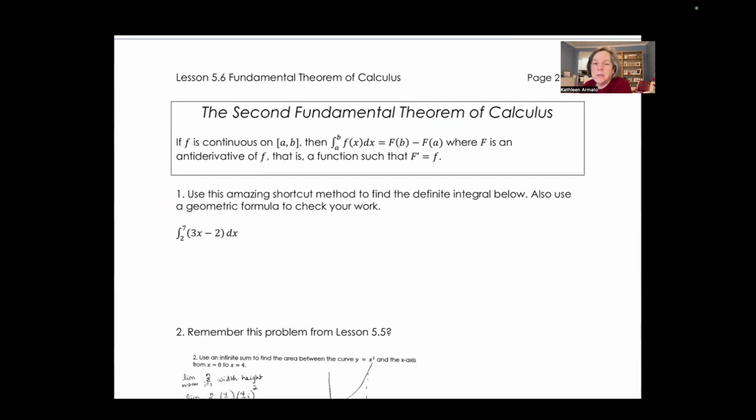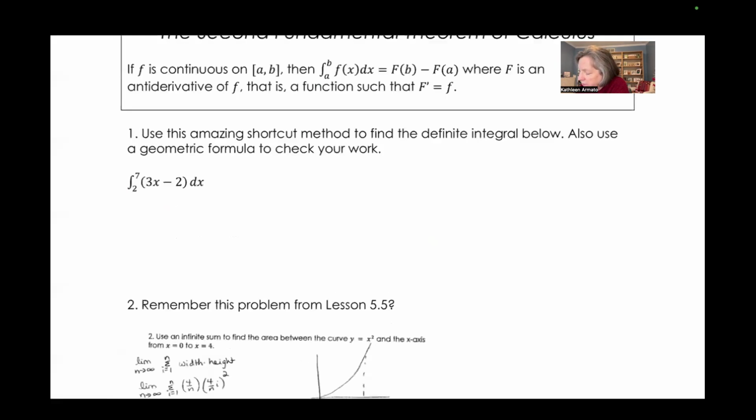There's a first fundamental theorem, although books disagree on which is the first and which is the second, so it doesn't really matter. It's a fundamental theorem of calculus. And basically it just says, if you have a function, find its antiderivative, evaluate at your endpoints, your limits of integration, and subtract. So let's do it.